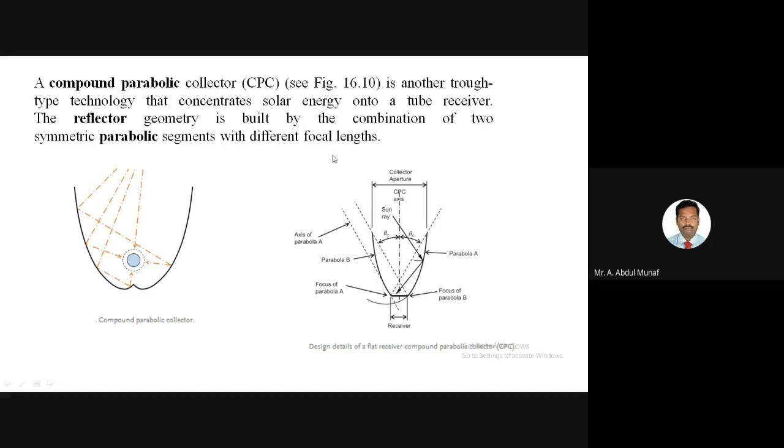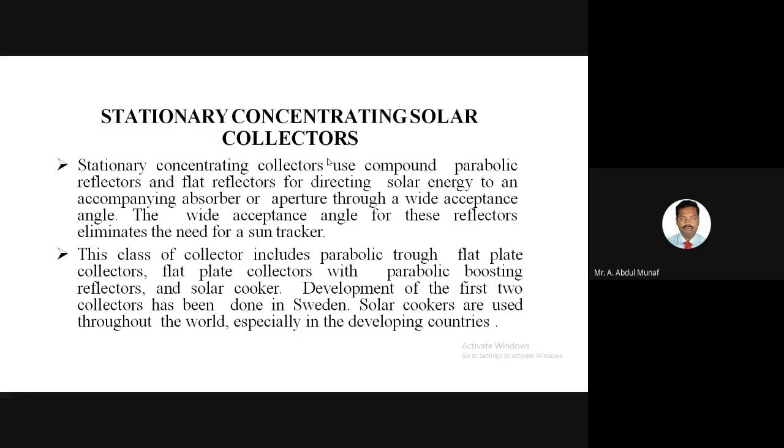Okay, this is the stationary concentrating solar collectors. This class of collectors includes parabolic trough, flat plate collectors with parabolic boosting reflectors, and solar cooker. Solar cooker, yesterday we have seen one video. In that one I showed you the working principle of the solar cooker. For solar cooker also we can use this type of collectors, stationary concentrating collectors.